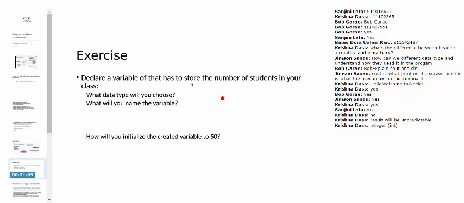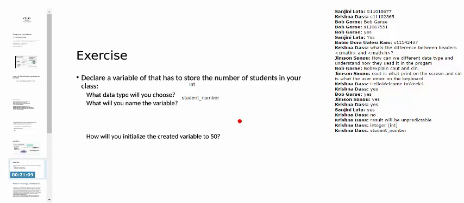Right? So int. Next, what will you name the variable? Any ideas? To store the number of students. The name should be descriptive of the problem that you want to store. So again, Krishnadas has answered. Thank you for your answer. Yes, the answer is correct. That is what we can name our variable: student number. You can name a variable anything as long as it follows the rules of naming variables, right?